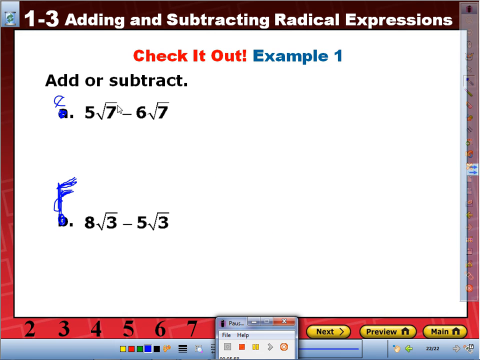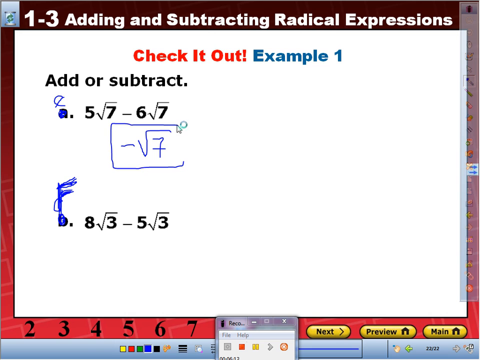Okay, here we go. Number 1E. Can we simplify the radical? No. And then we have like terms, yes. 5 minus 6, that's negative 1 square root 7. If you wrote the 1, that's fine.